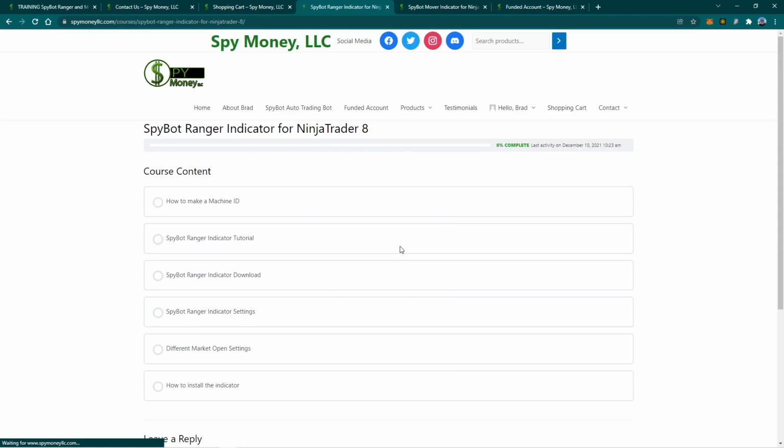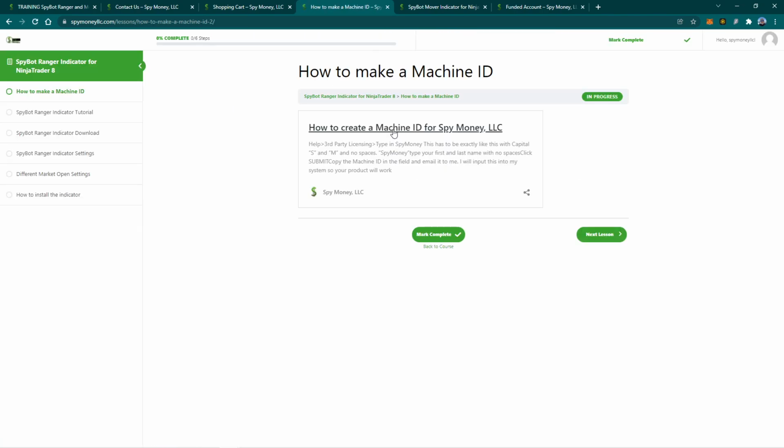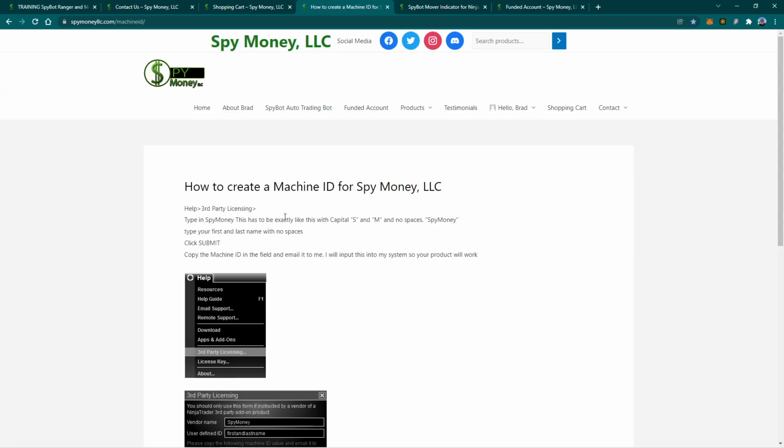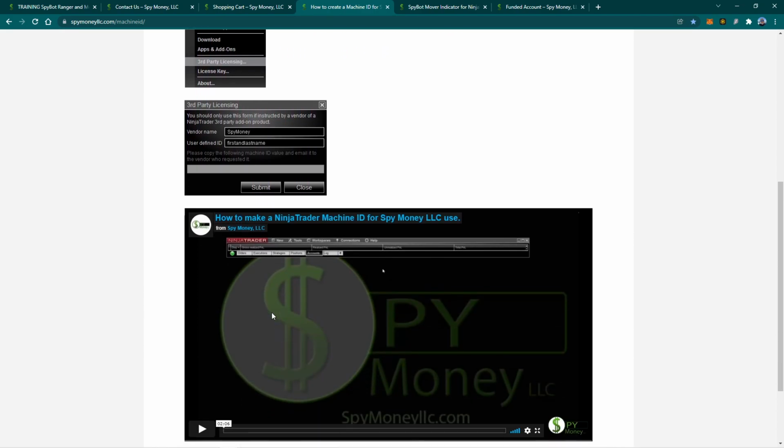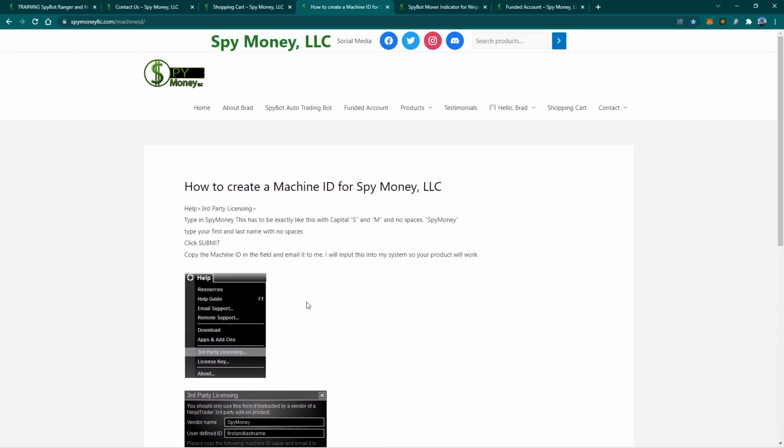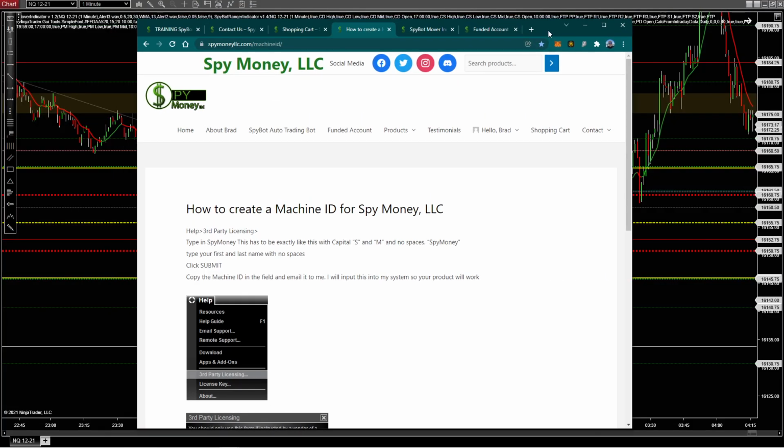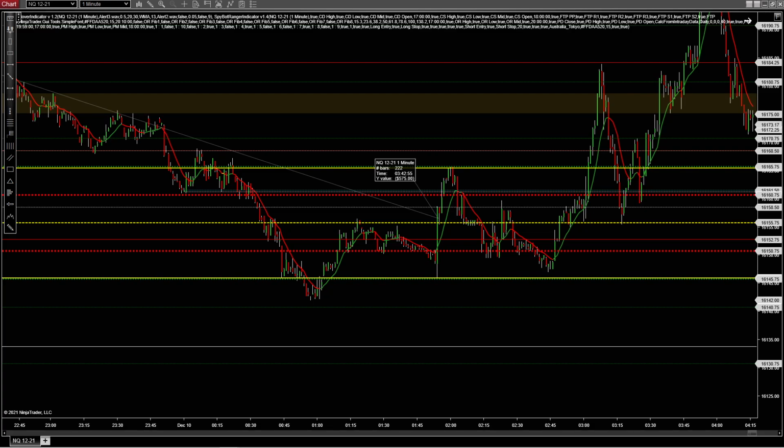And when you open up that indicator, this is where all your information is. The one thing you want to do is make your machine ID. You click on this link here and it opens up and gives complete instructions on how to make your machine ID. There's also a video to do that as well. So when you do this, send that to me, then your indicator will work. That was one of the questions. He actually signed off ahead of time.